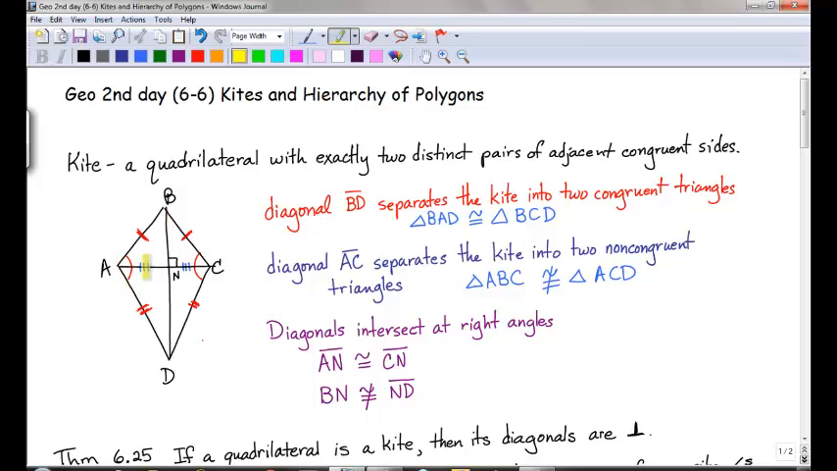And this AN is congruent to CN. So you should mark it that way. AN is congruent to CN. But since it's a kite, BN is not the same length as ND or DN. They are not the same length. This one is not the same length as this one, so they are not congruent.